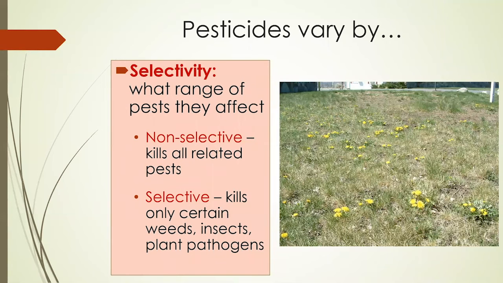Pesticides also vary by their selectivity. So that's the range of pests that they affect. Non-selective will kill all related pests. So for weeds, a non-selective herbicide is glyphosate, in Roundup Original, which kills every plant that it's sprayed on if it gets a sufficient dose. Then there are selective herbicides, and they kill only certain plants. A good example of this is 2,4-D. That will kill broadleaf plants, but not damage grass plants.